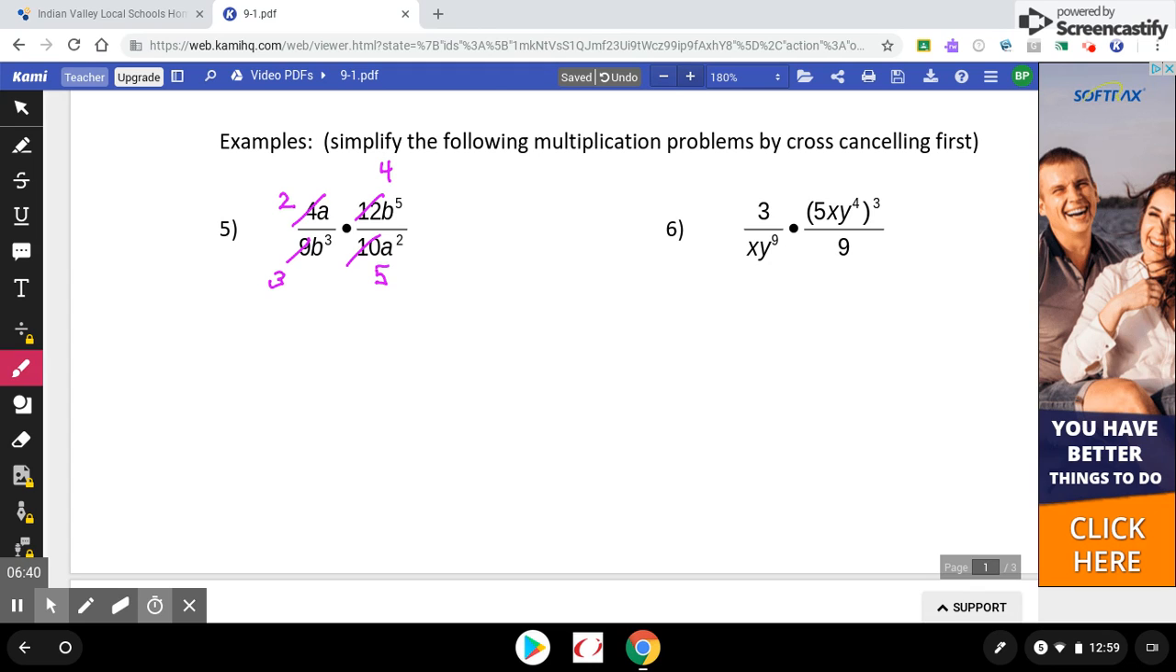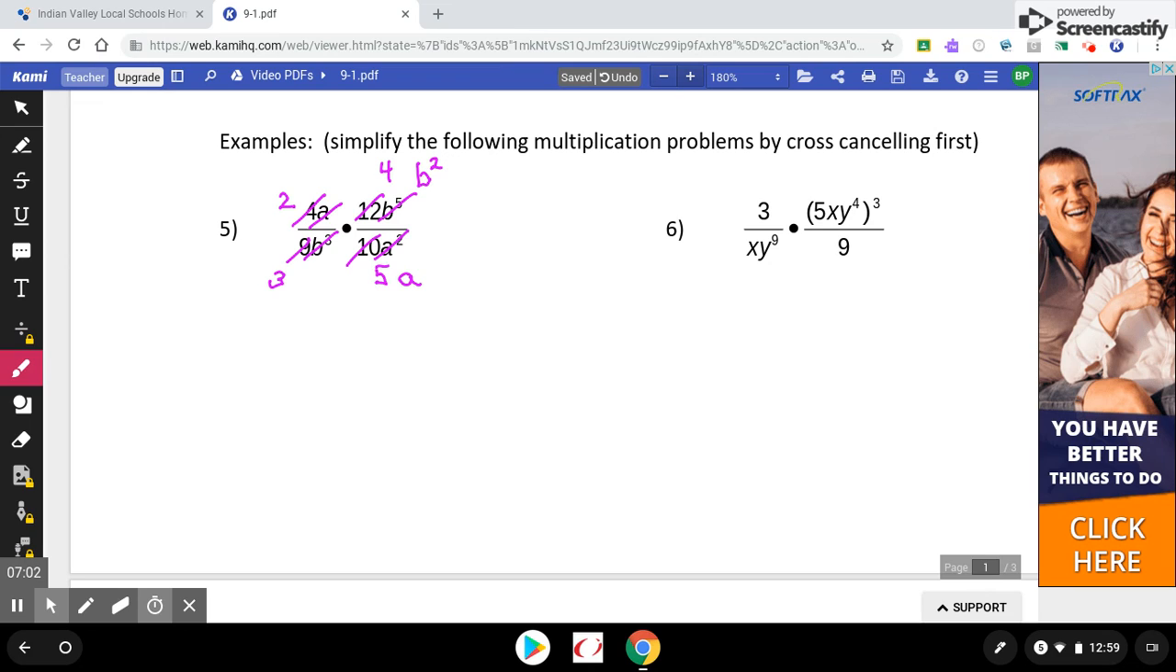Now, just because the A's are not right above one another, corner to corner, I can still do the same thing that we did on that first problem. I got 1 A and I got 2 A's. Subtract the exponents, I'm left with 1. I got 5 B's. I got 3 B's. Subtract the exponents, I'm left with 2. And where was the bigger exponent? On top.